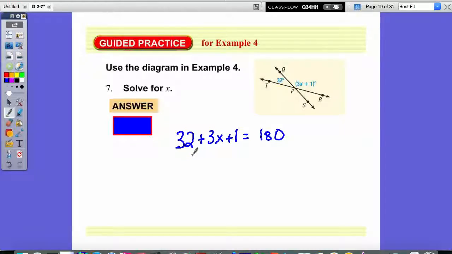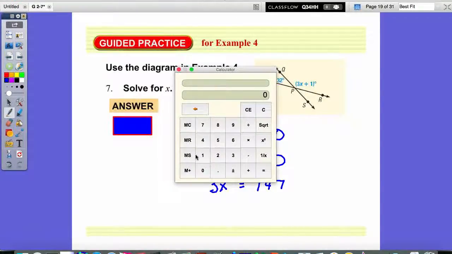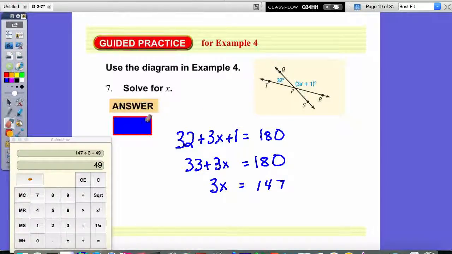That means that 33 plus 3x equals 180. We would subtract 33 on both sides, and we would get 147. 147 divided by 3 is 49. So x is equal to 49 degrees.